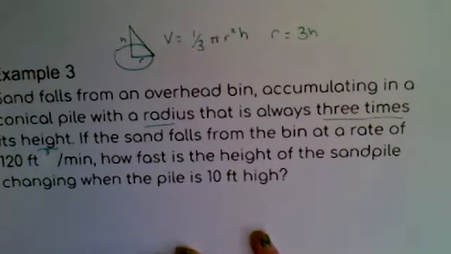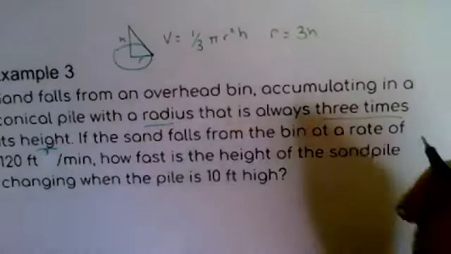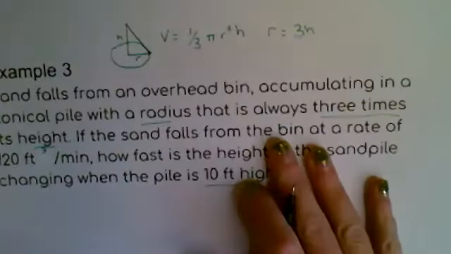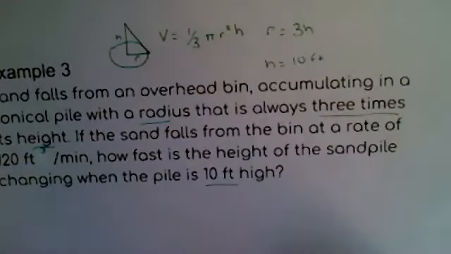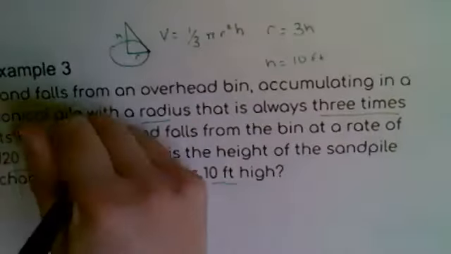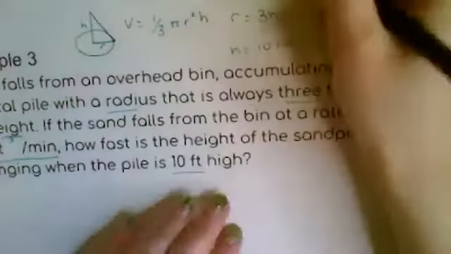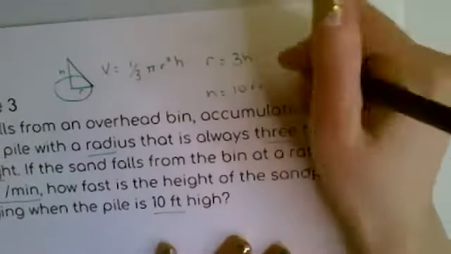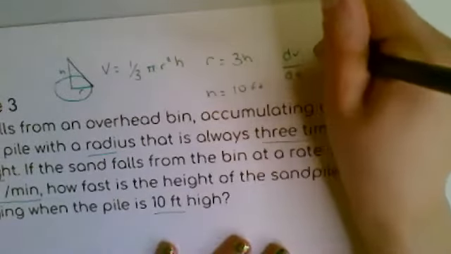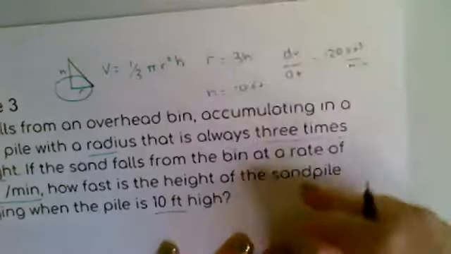Okay, what else do I know? We want to know how fast the height is changing when the pile is 10 feet high. So my height is 10 feet, and my rate is 120 feet cubed per minute. This tells me the derivative of my volume with respect to time is 120 feet cubed per minute.